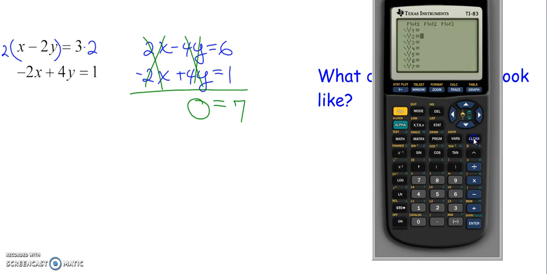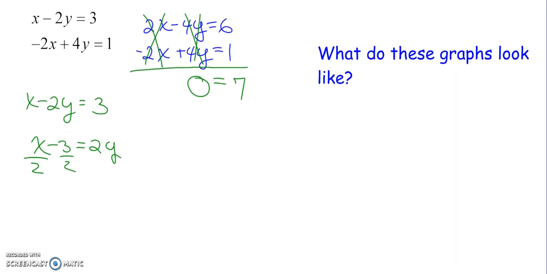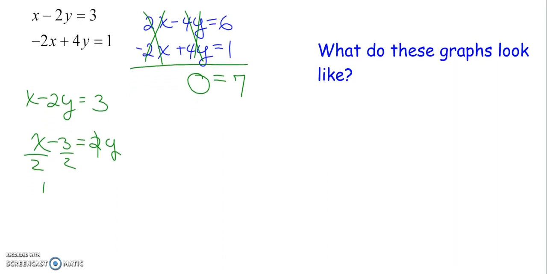And when I say graph these two equations, if you were to graph them, you need to solve them both for y. If I solved the top equation for y, it would read, let's see, x minus 2y equals 3. So x minus 3 equals 2y. So I would have 1/2 x minus 1.5, or 1/2 x minus 3/2. That's the first equation.